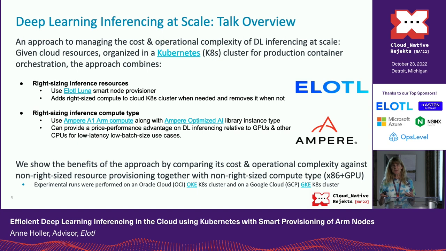We'll show the benefits of the right size approach by comparing its cost and operational complexity with that of a non-right sized resource provisioning system with non-right sized compute types. And we'll do that comparison for Oracle Cloud OKE and for Google Cloud GKE.